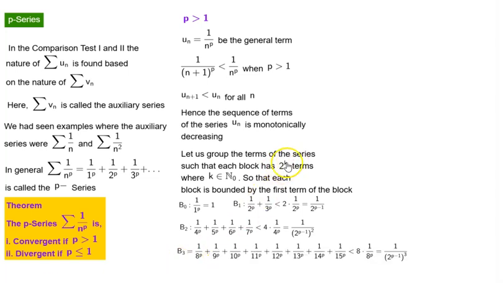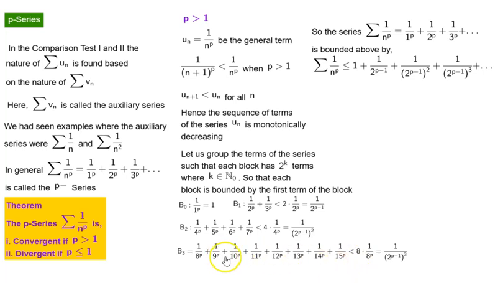This will contain 2 to the power of 3 terms, so that means 8 terms. And this sum will be less than 8 times 1/8^p, which is equal to (1/2^(p-1))³. This is just to make sure that we understand what this statement means.